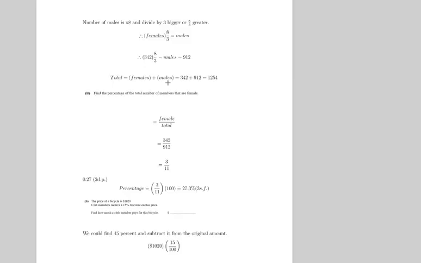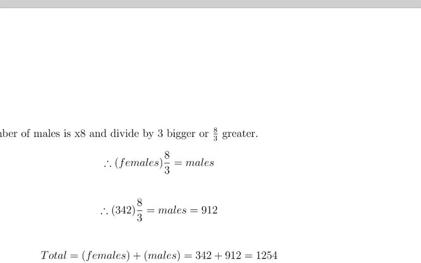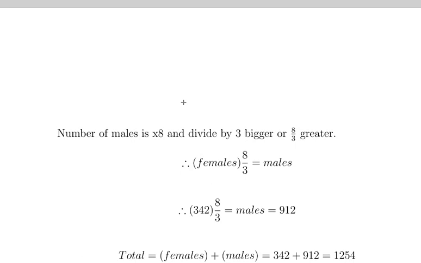So now, to answer that question, I can consider it in terms of language. I can say the number of males is times 8 and divide by 3 bigger. That English is quite poor. The better language would be just to say the number of males is 8/3 greater. And so, since the number of males is 8/3 greater, I can take the number of females, times it by 8 over 3, and it will give me the number of males.